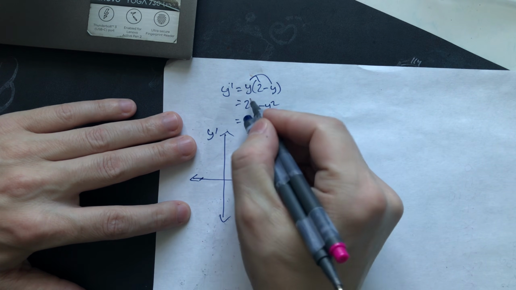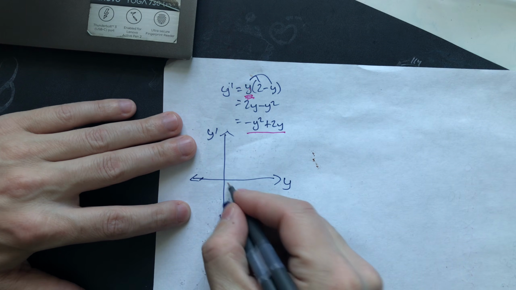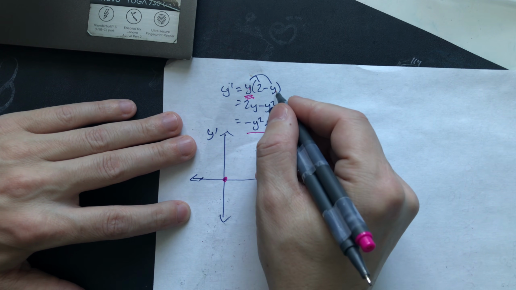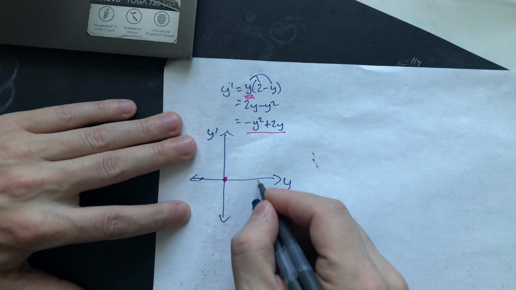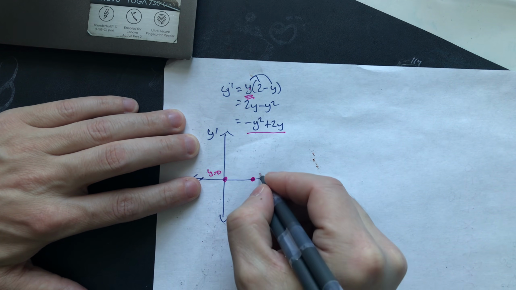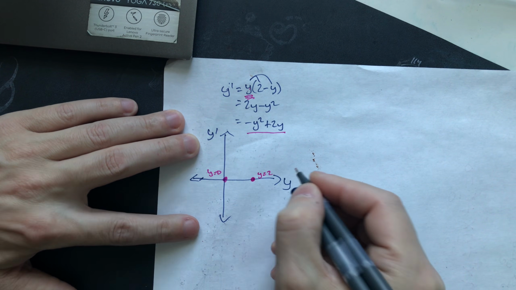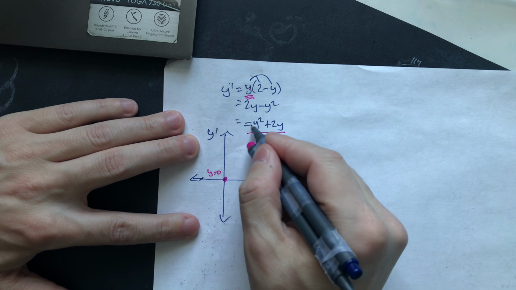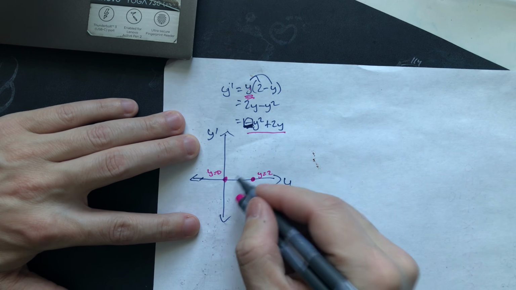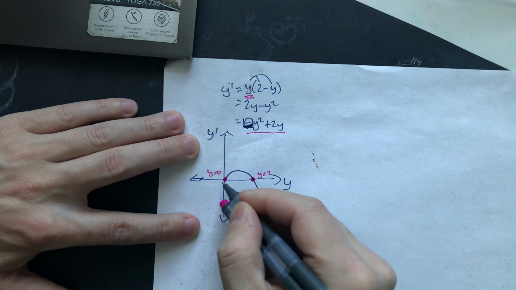Now let's look at this. When y is 0, then this is 0 right here, and then with 2 minus y, to make that 0, y has to be equal to 2, so this is 2 right here. So y is equal to 0, and then y is equal to positive 2. Now, because this is a negative leading coefficient, the parabola is going to do something like this, you see? Like that.